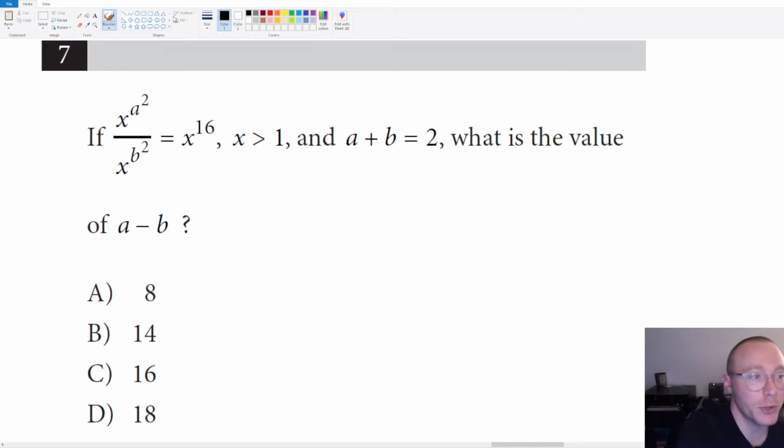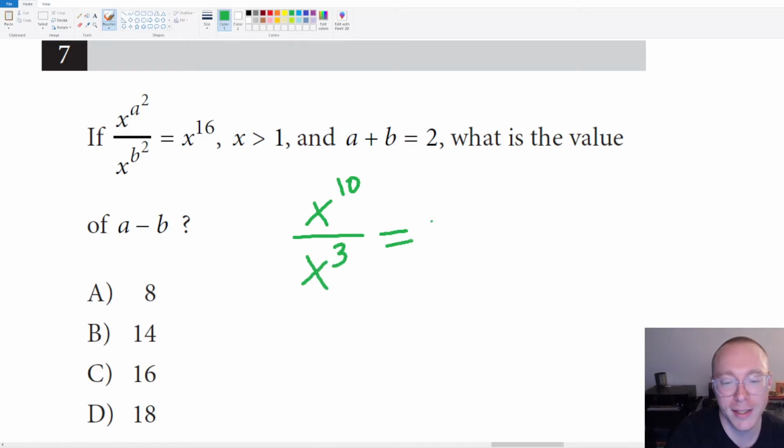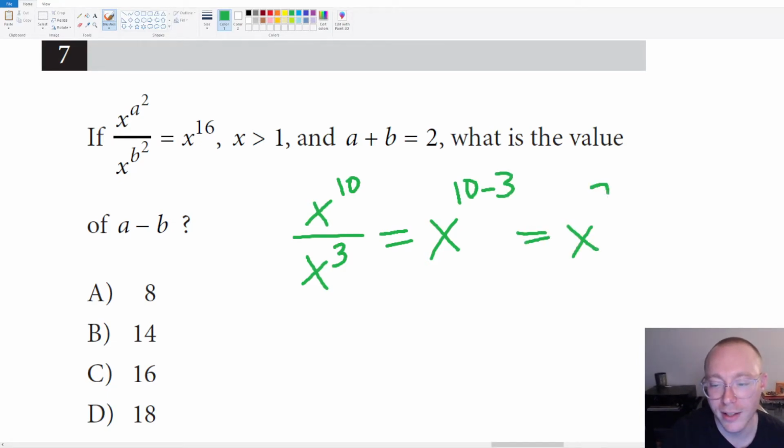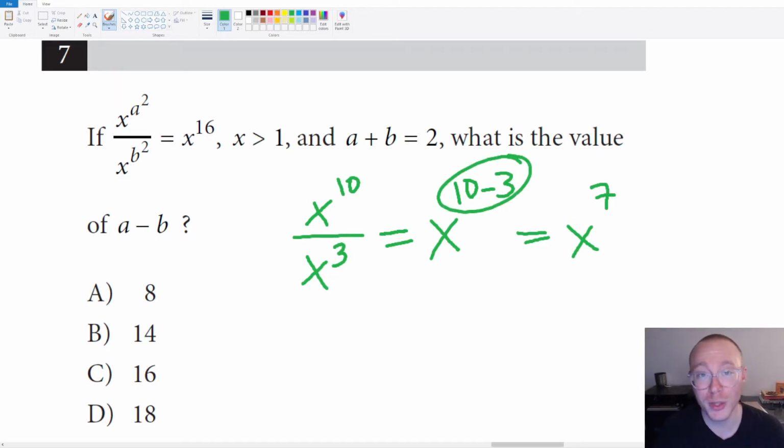The technique I'm referring to is this idea that we can take the exponents if they're in a fraction and subtract them. So for example, if you had x to the 10th over x to the 3rd, we can actually go ahead and simplify this by saying that this is x to the 10 minus 3, or x to the 7th. And we would usually do that step of 10 minus 3 in our heads and just go straight to x to the 7th.